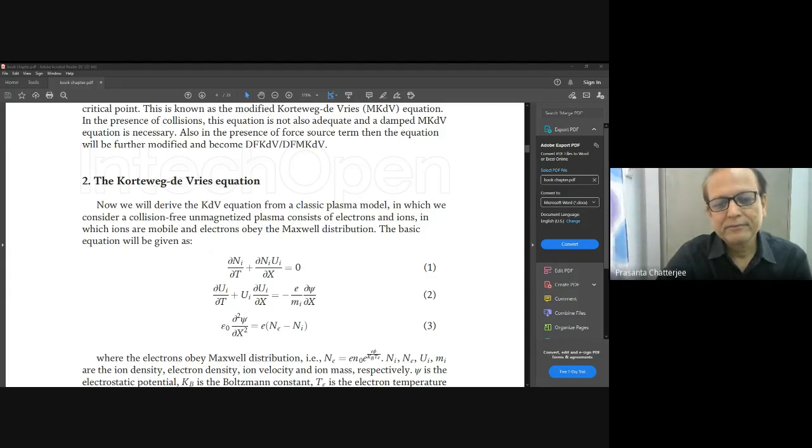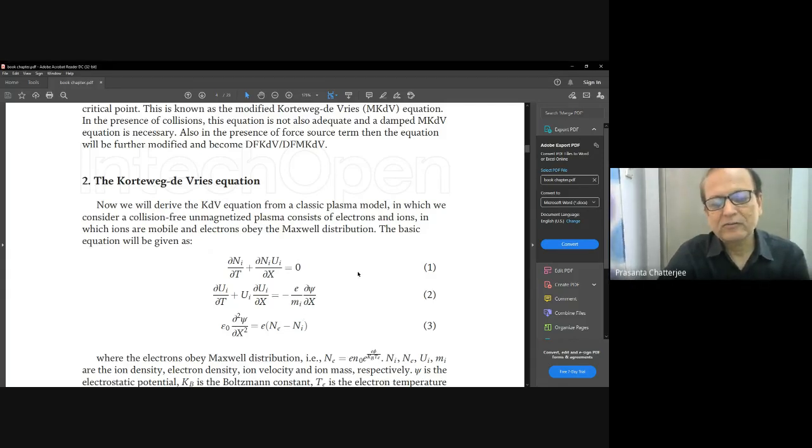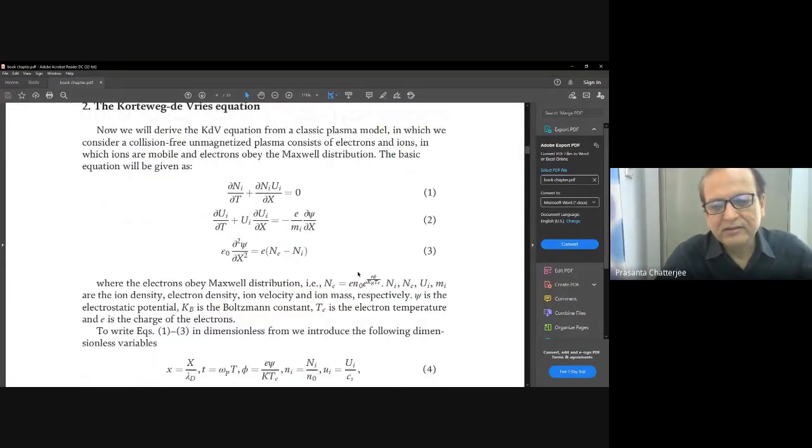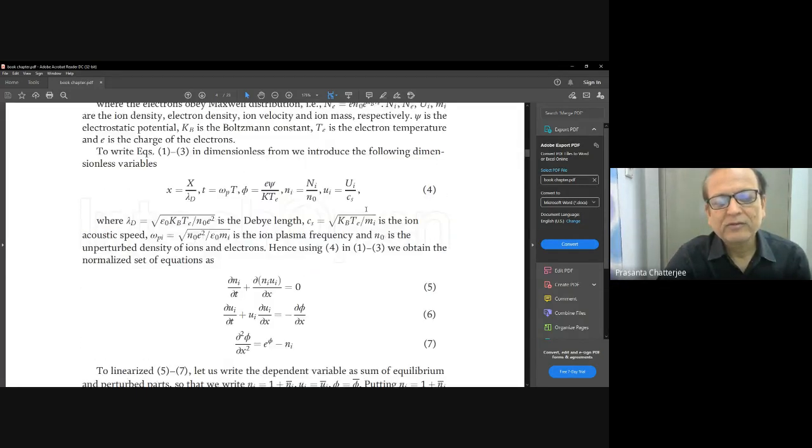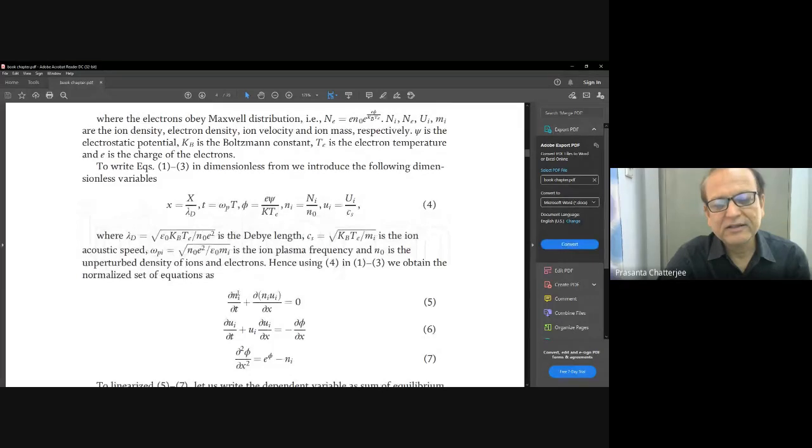First step is normalization. That is, we normalize the variables. Equation 4 shows you the standard normalization of plasma, which was discussed in the previous lecture. So after normalization, equation 1, equation 2, equation 3 will be converted to equation 5, equation 6, and equation 7. Here all the variables Ni, number density, Ui, velocity, phi, the potential, are all normalized.